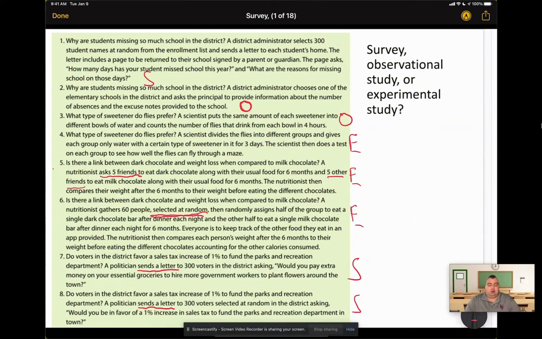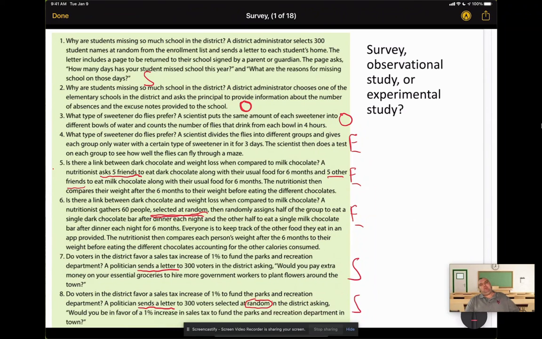These are both surveys, number 7 and 8. But notice number 8 is a little different because there's the random aspect. So even though number 7 and number 8 are both surveys, number 8 would probably yield better results to answer the question because of that randomness aspect.